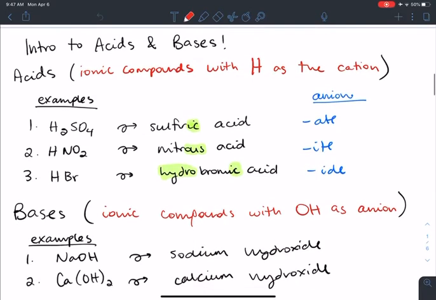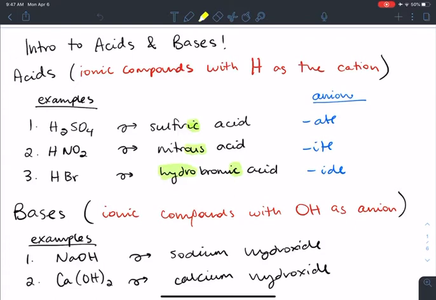Talk about acids and bases. And you should remember from when we were learning about nomenclature that we learned how to name different acids and bases. And so here I've included 3 examples of how to name acids. So the first one, H2SO4, would be called sulfuric acid.